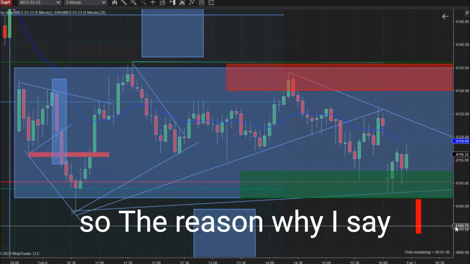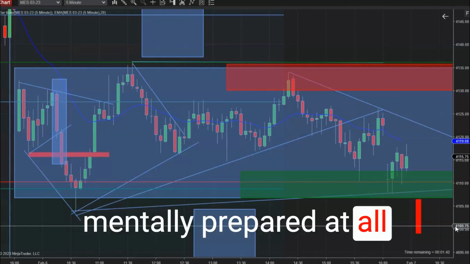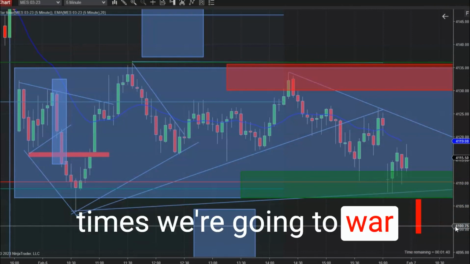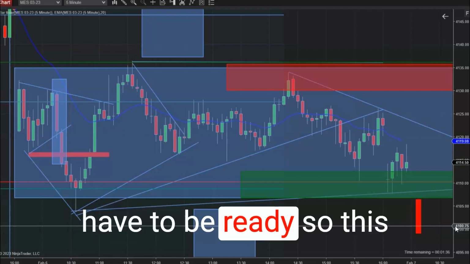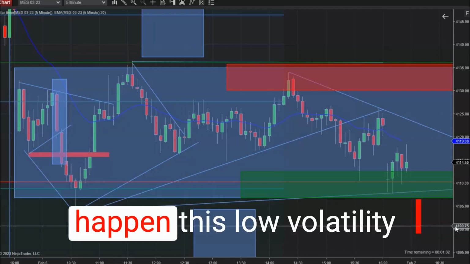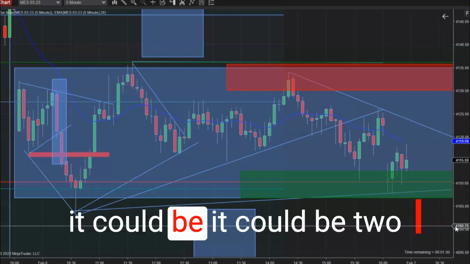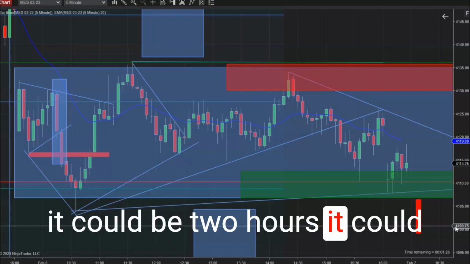So the reason why I say that is we have to be mentally prepared at all times. We're going to war. We're going to battle. We have to be prepared. We have to be ready. So this is what's happening now. How long is this going to happen? This low volatility? It could be 2 days. It could be 4 days. It could be 2 hours. It could be 2 minutes.